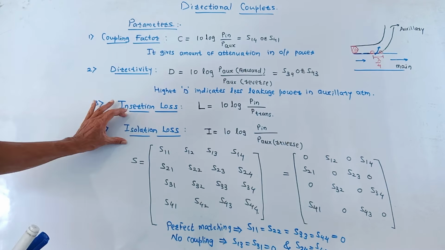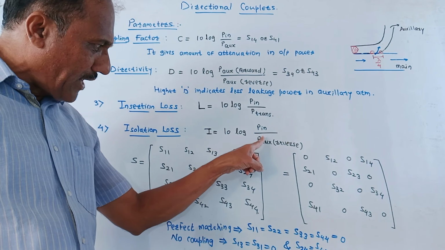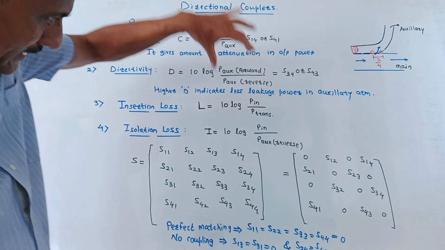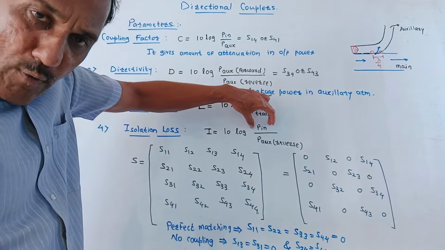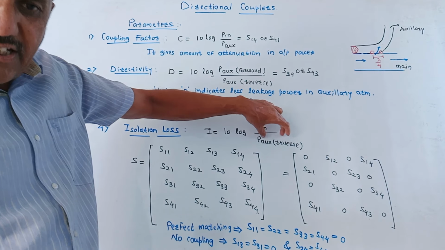Next is isolation loss. Isolation loss is denoted by I. It is 10 log P in upon P auxiliary in the reverse direction. That means it is the ratio expressed in decibels, ratio of input power in the main waveguide to the reverse power in the auxiliary waveguide.